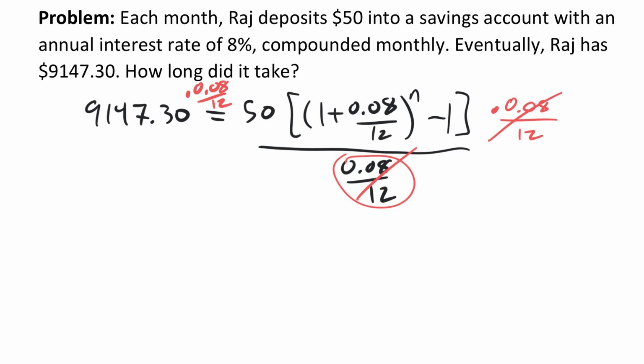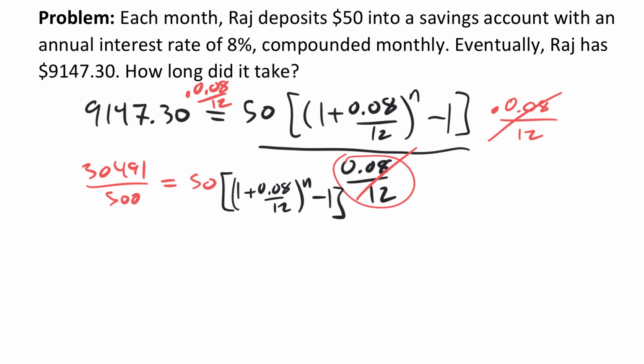Now, if you have the Mr. Peters approved calculator, this will give you a fraction, which is very nice. The decimal is not too bad. It's 60.982, but I always like leaving things as fractions because then I don't have any rounding issues at all. I'm not worried about having a rounding mistake. So then here I'd have 50, 1 plus 0.08 over 12 to the n minus 1.